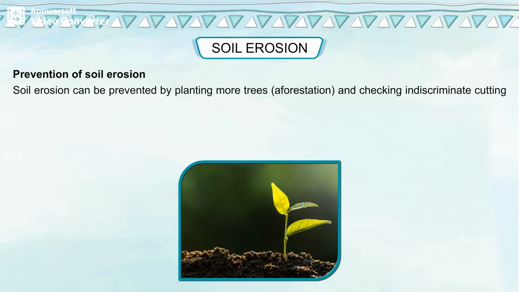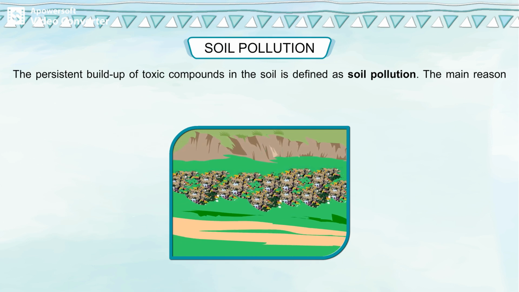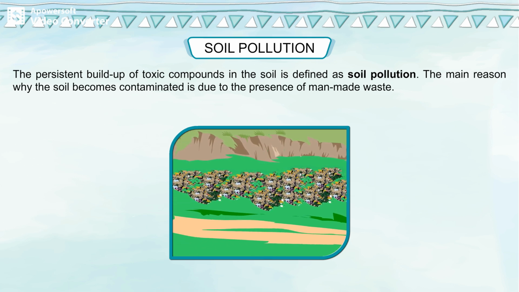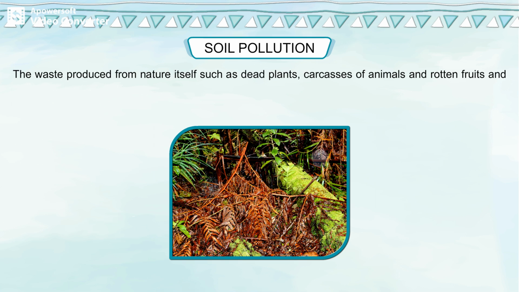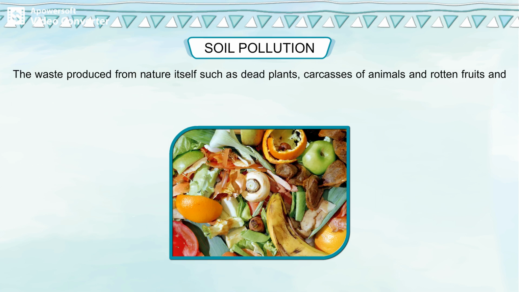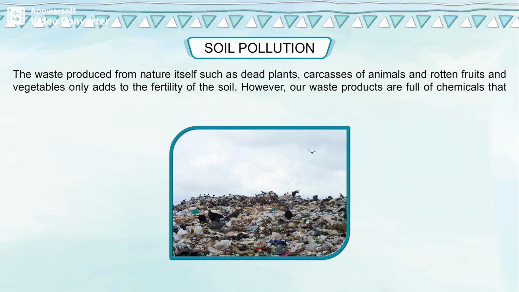Prevention of soil erosion. Soil erosion can be prevented by planting more trees, afforestation, and checking indiscriminate cutting of trees, controlling deforestation. Soil pollution. The persistent buildup of toxic compounds in the soil is defined as soil pollution. The main reason why the soil becomes contaminated is due to the presence of man-made waste. The waste produced from nature itself, such as dead plants, carcasses of animals, and rotten fruits and vegetables only adds to the fertility of the soil. However, our waste products are full of chemicals that are not originally found in nature and lead to soil pollution.